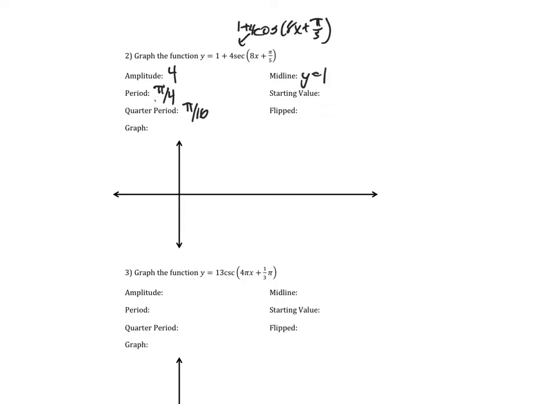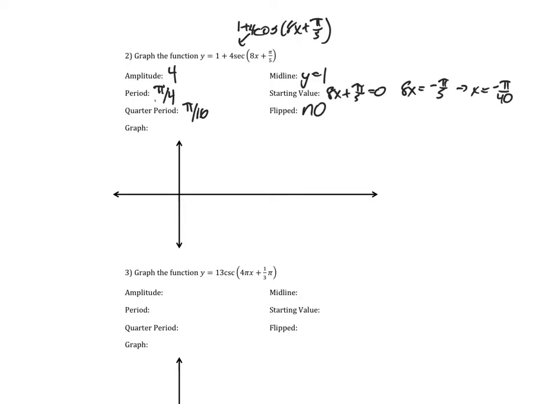Midline is 1. Starting value, all right, this is going to get a little crazy. 8x plus pi over 5 equals 0. That means 8x equals negative pi over 5, or x equals negative pi over 40. Thanks a lot, Mr. Bodner. Negative pi over 40 and pi over 16 for quarter periods, that's going to be a pain. And I don't disagree. It will be.